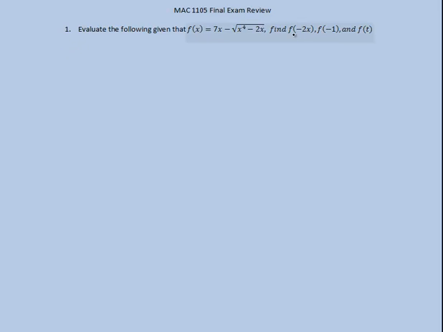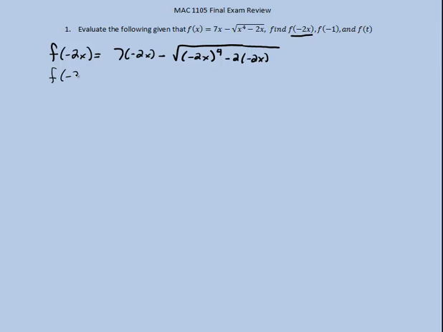the following function. We need to find f of negative 2x. So everywhere we have an x in f, we're going to plug in negative 2x. So we're going to have 7 times negative 2x minus the square root of negative 2x to the fourth minus 2 times negative 2x. And this is all underneath the radical sign.